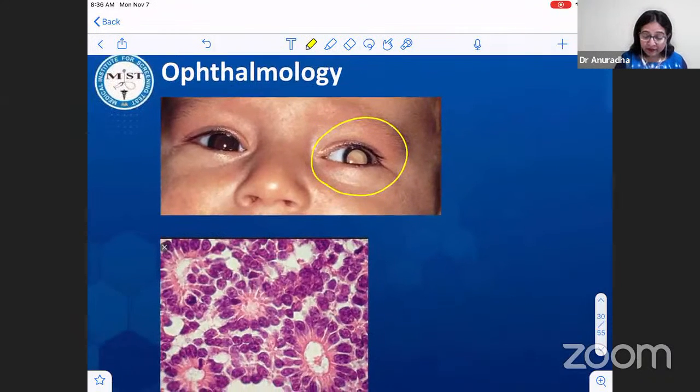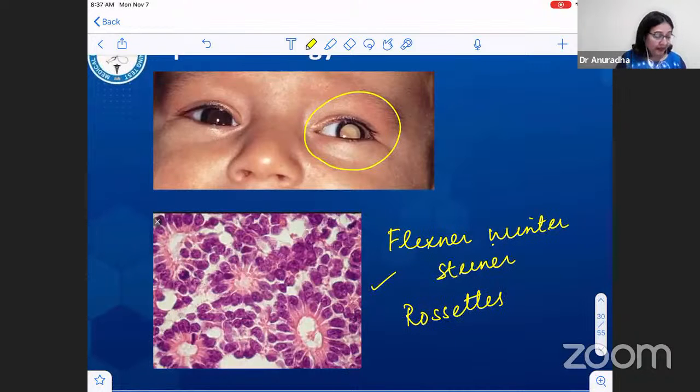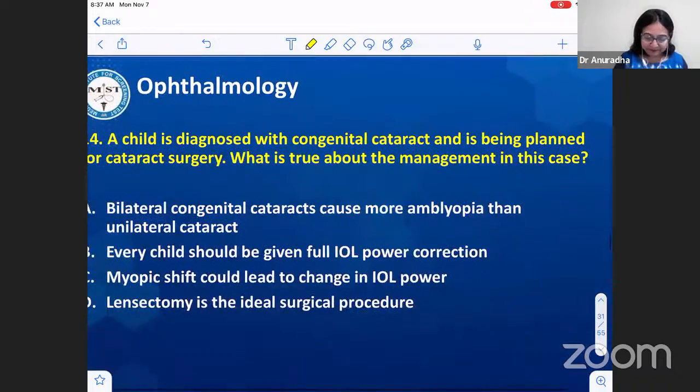Another thing which you should remember is the Flexner-Wintersteiner rosette, which is a specific histopathological feature of retinoblastoma. Even this can come as an image question. Yes, if you see retinoblastoma, mark it, of course, after looking for the keywords, beta. Don't mark it indiscriminately also. So leukocoria, Flexner-Wintersteiner rosettes, again, they can ask you.